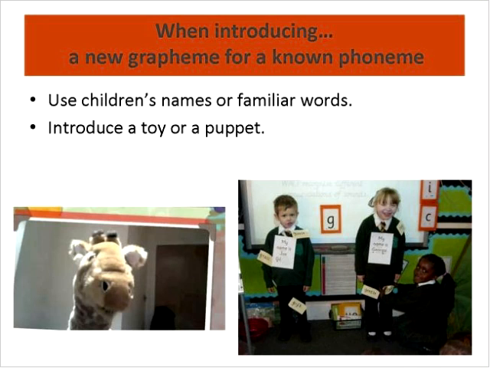Similarly, if we're introducing a new grapheme for a known phoneme, I'm sure you do this anyway, many of you, use the children's names or use familiar words. Or, as I mentioned with Mr. Thorne Does Phonics, use a toy or a puppet, because the toy or the puppet can be naughty, the toy or the puppet can make mistakes so the children can laugh and correct. And I think all of that makes it much more fun for them.